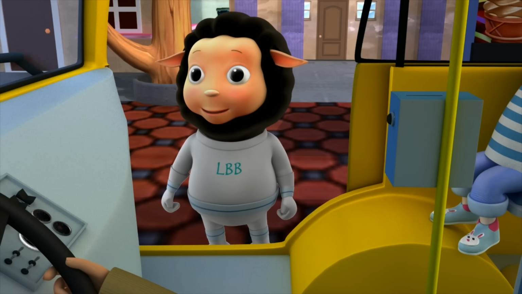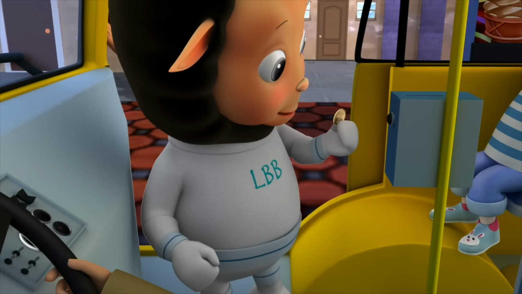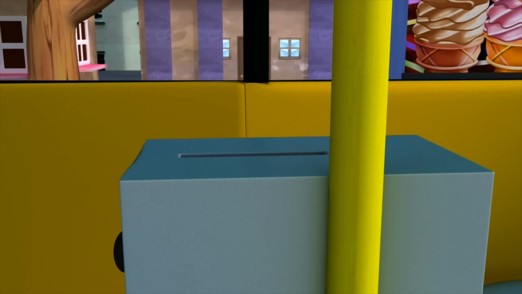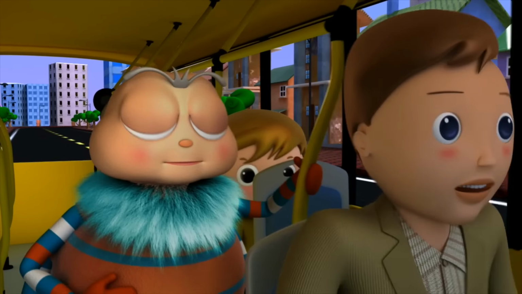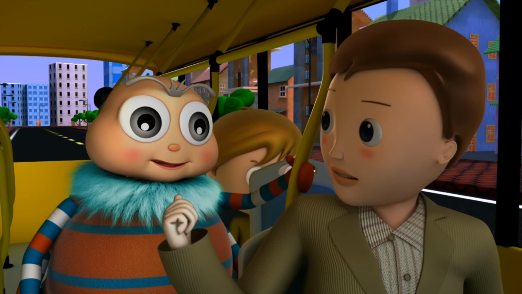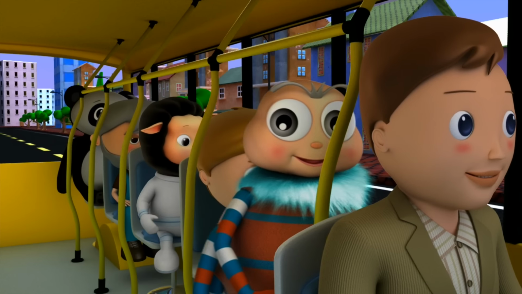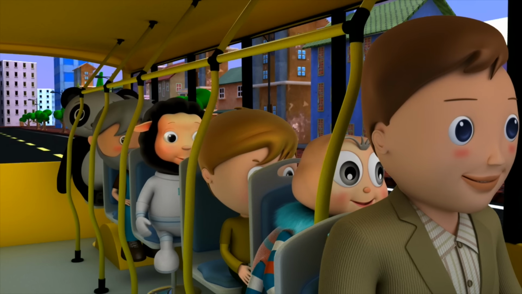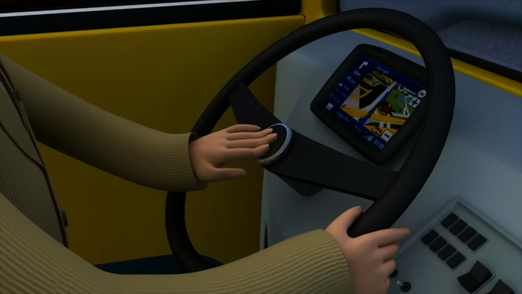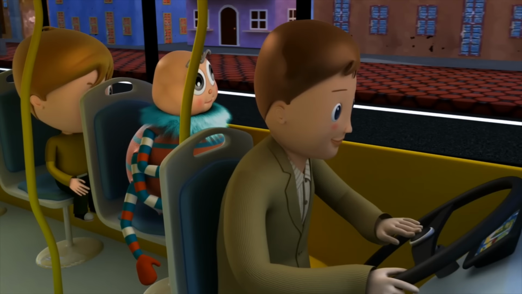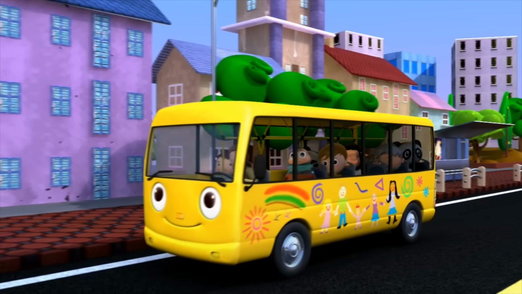The money on the bus goes clink, clink, clink. The money on the bus goes clink, clink, clink, all through the town. The driver on the bus says move on back, move on back, move on back. The driver on the bus says move on back, all through the town. The horn on the bus goes beep, beep, beep. The horn on the bus goes beep, beep, beep, all through the town.